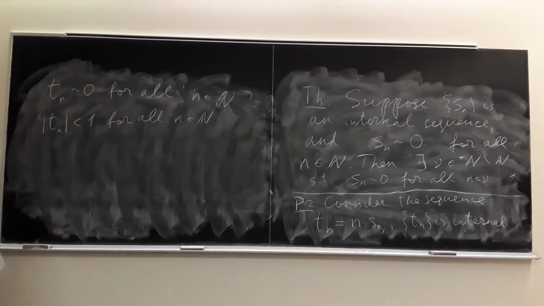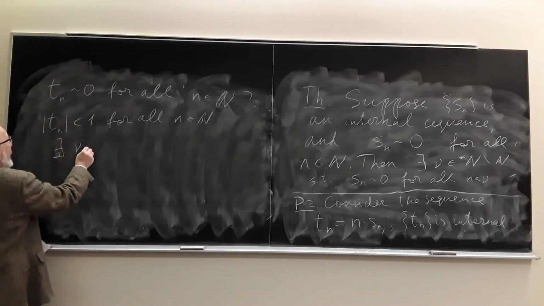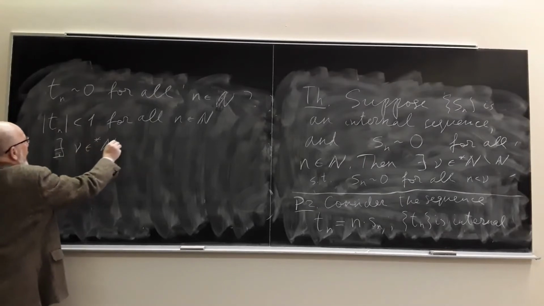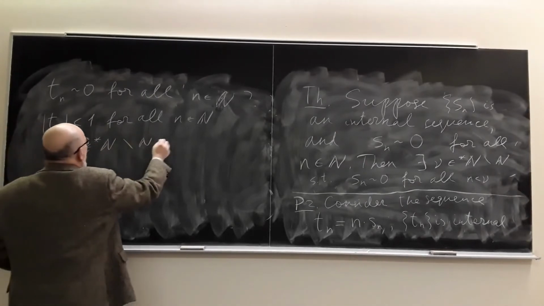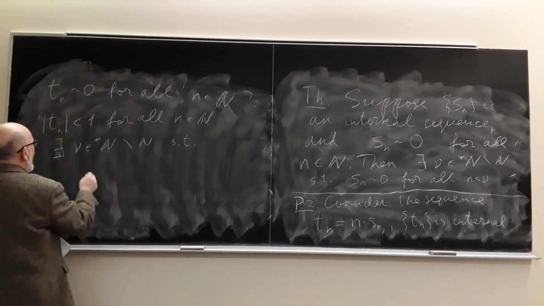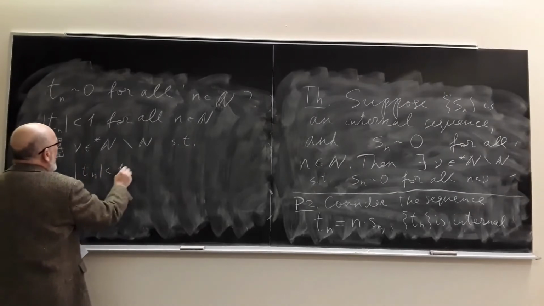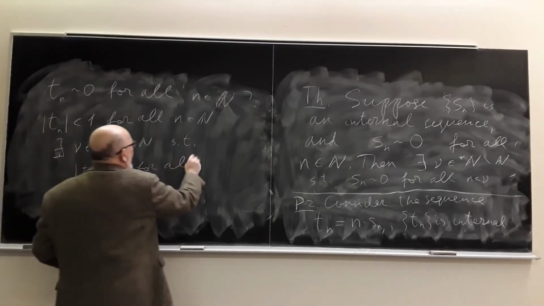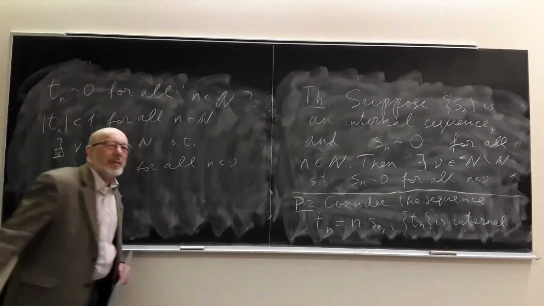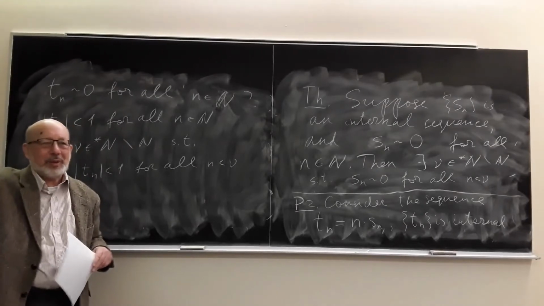So if it is an internal condition, then there exists a nu in star N minus N such that modulus of Tn is less than 1 for all n less than nu. So by the previous theorem, we can spread this boundedness of Tn.